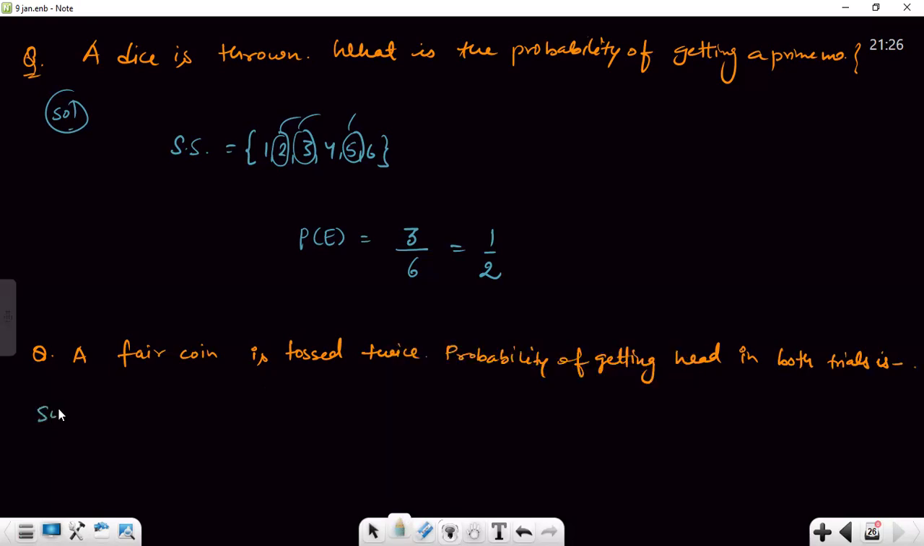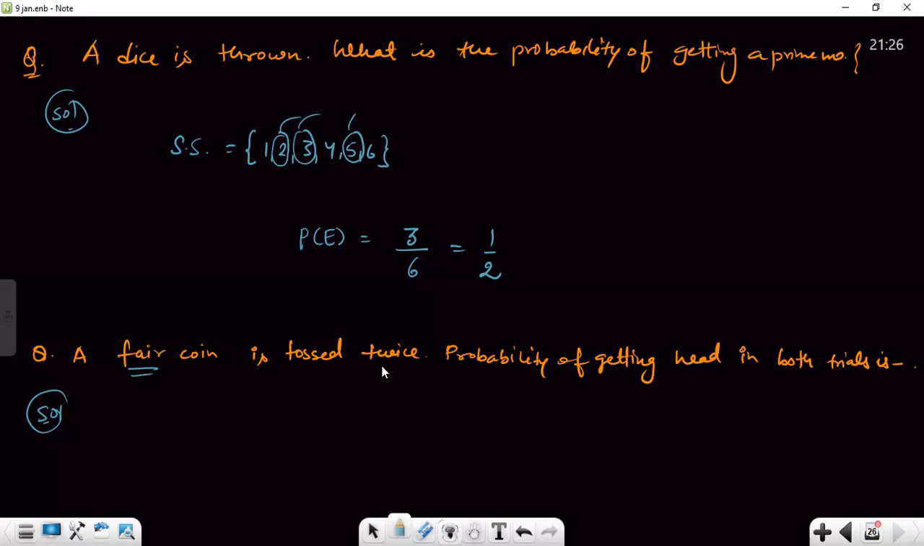Now, first of all, let's understand the question. What is a fair coin? A fair coin means that the possibility of getting a head or a tail is equal. If we find the probability of getting a head, it is equal to the probability of getting a tail. That's what a fair coin is.